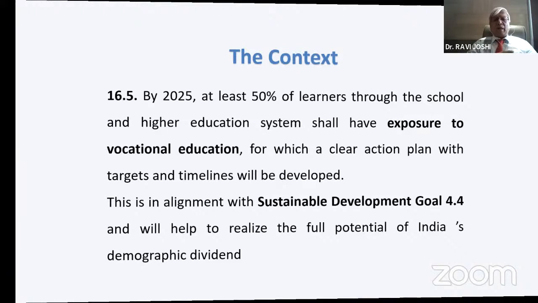The context here is clause 16.5 in the National Education Policy. It says that by 2025, at the most by the next year, at least 50% of learners through the school and higher education system shall have exposure to vocational education, for which a clear action plan with targets and timelines will be developed. And obviously, this is in alignment with Sustainable Development Goal 4.4 and will help to realize the full potential of India's demographic dividend.